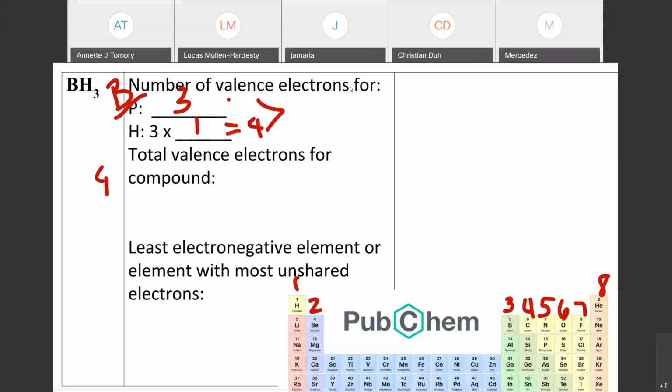You're right, I added it wrong. It's 3 and 3. So how many do we have there? 6. So there's no charge. From here, I need to figure out what's going to go in the middle. Will hydrogen ever go in the middle? No. So boron automatically has to go in the middle.